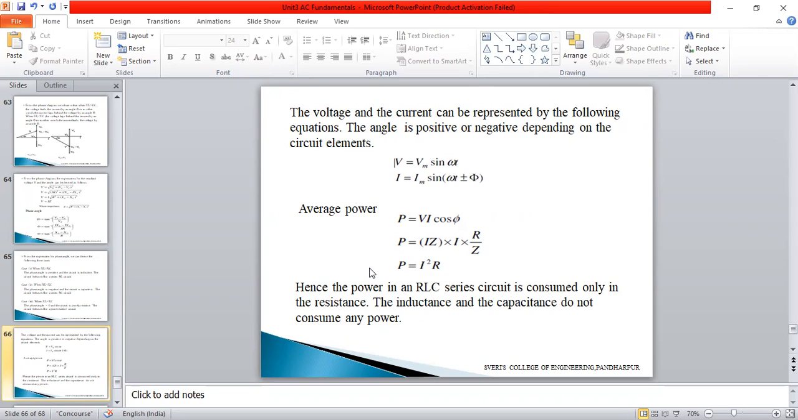The voltage and current can be represented by the following equations. Write this one: V equal to Vm sin omega t, and I equal to Im sin omega t plus or minus phi.